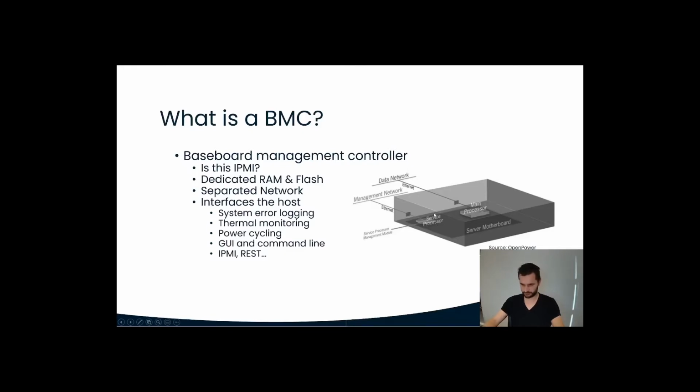The server processor here has a dedicated RAM, flash memory, and a separate network, and it is used to interface with the host. So it can provide you an API or a REST API or Redfish maybe. It is used to give you system error logging, like event logs, POST logs of the BIOS, or thermal monitoring to see what sensor is overheating or whatnot. Power cycling to power off the server, to reset it, give warm or cold resets. And it could provide you a GUI or a command line like SSH or a web UI.